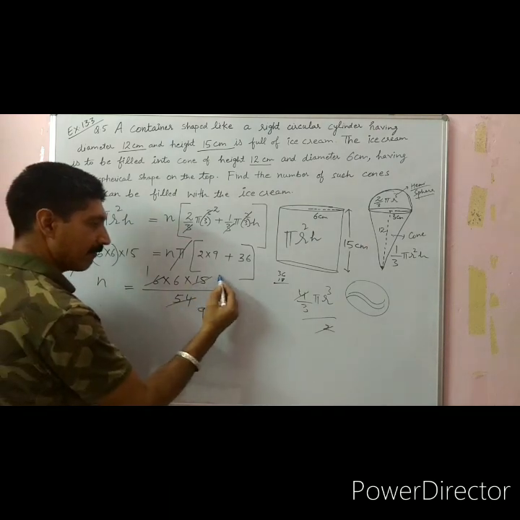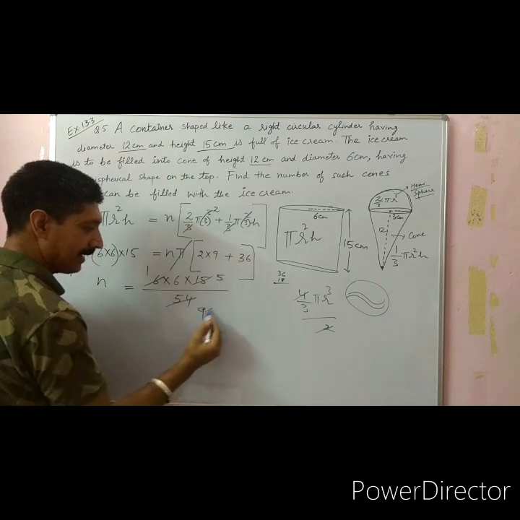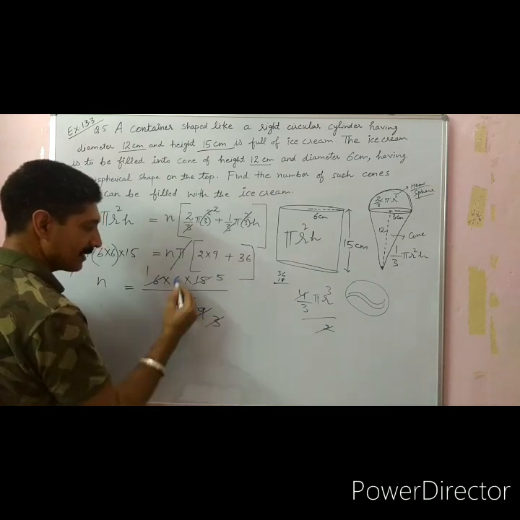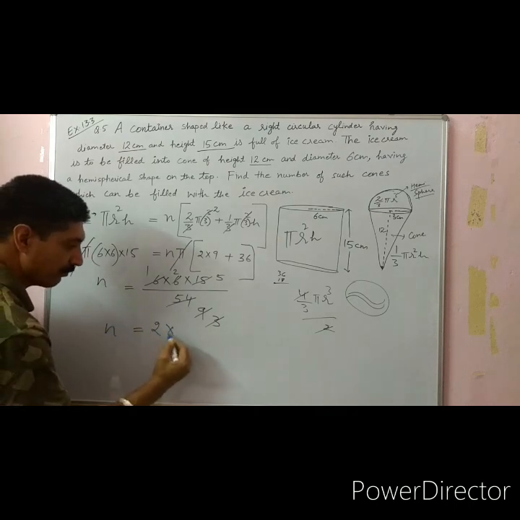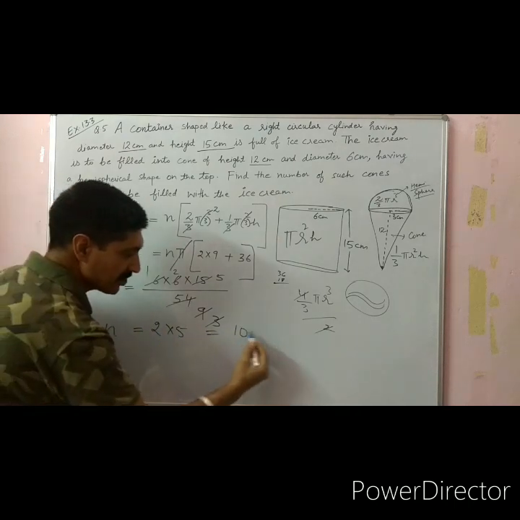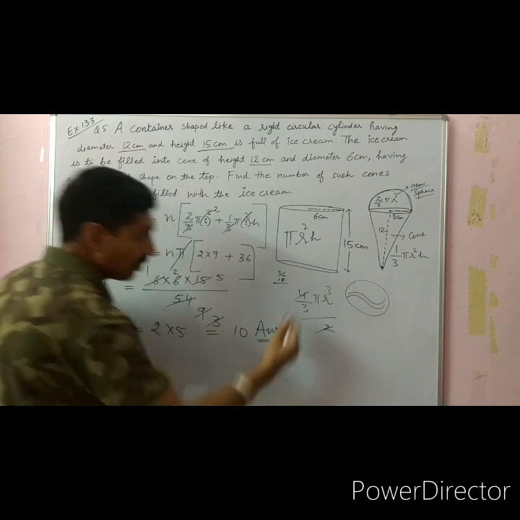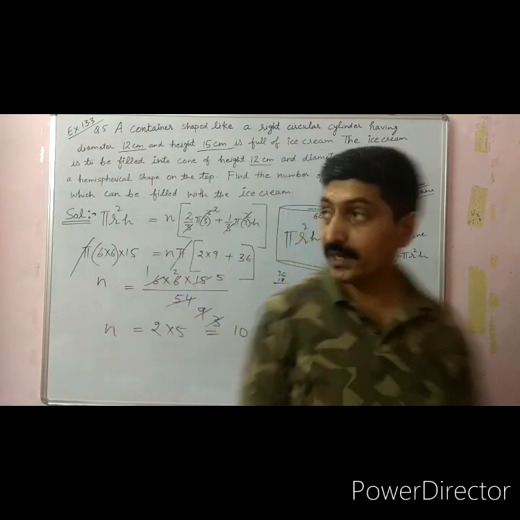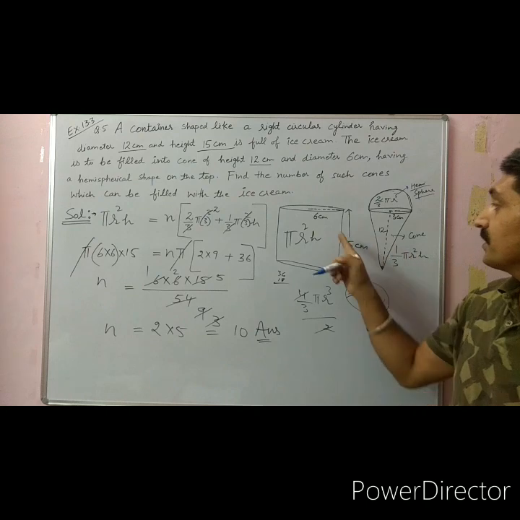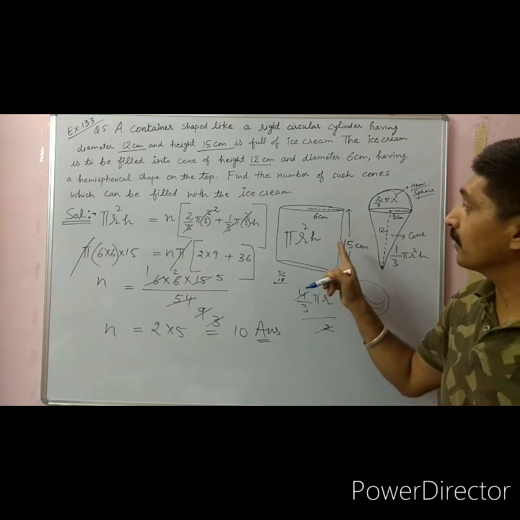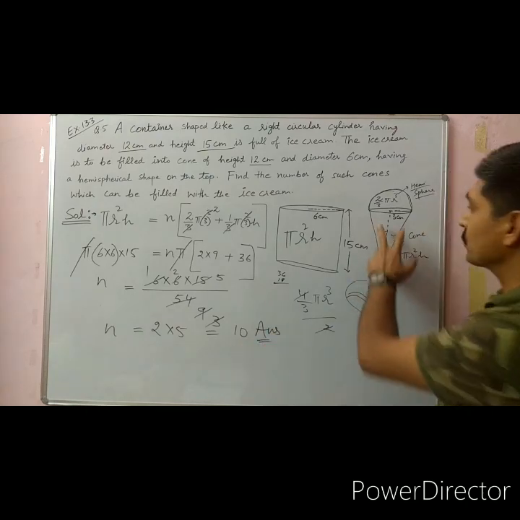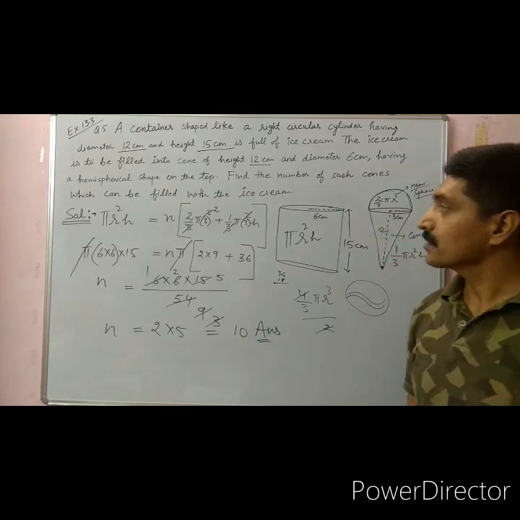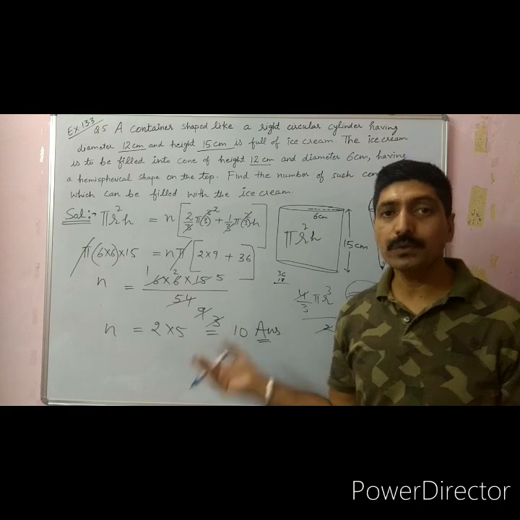3 fives are 15, and 3 threes are 9. So here we have n is equal to 2 into 5. So the number of such ice cream cones which we can fill with this bigger cylindrical box of ice cream is 6. Such 6 cones can be filled. So I hope the question is very clear to you people.